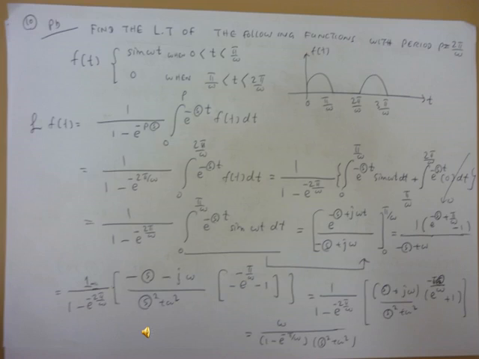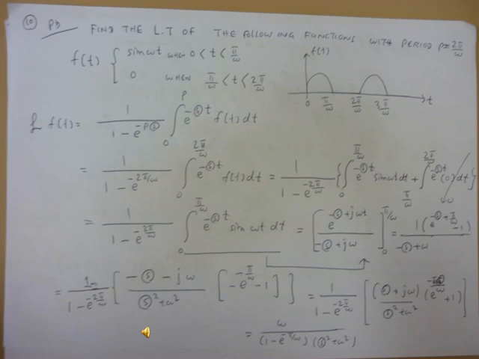So we solve this one: 1 divided by 1 minus e power minus 2 pi by omega, multiplied with the integration 0 to 2 pi by omega e power minus st ft dt. In the place of ft you substitute sine omega t. Therefore what you get is 1 divided by 1 minus e power minus 2 pi by omega, and then the integration 0 to pi by omega e power minus st sine omega t dt, plus we integrate between pi by omega to 2 pi by omega e power minus st times 0 dt.